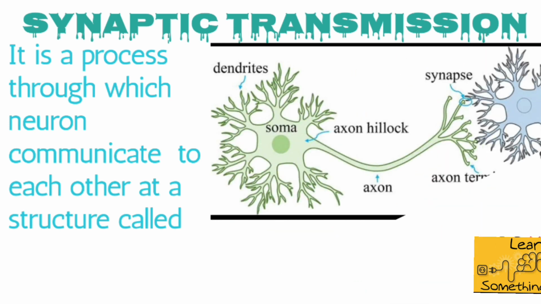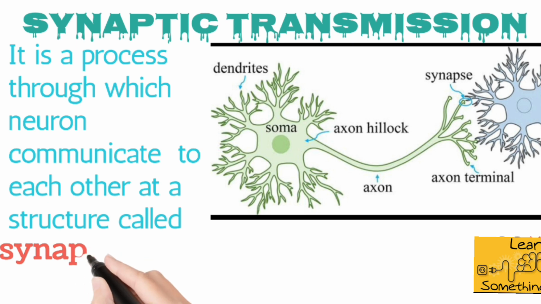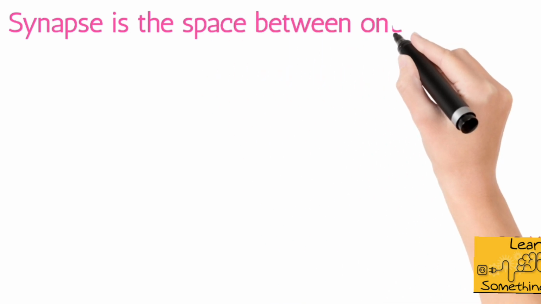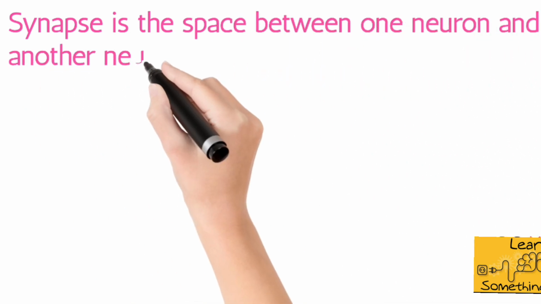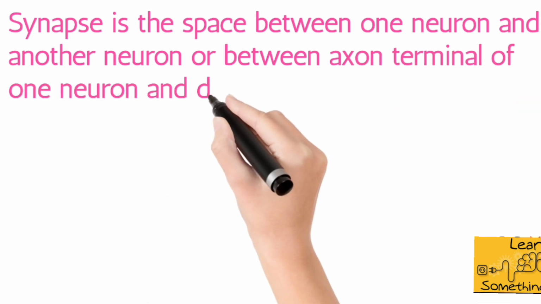As you can see in the image, the synapse is the interconnection of axon terminals and dendrites. So by observing the image, we can say that the synapse is the space between one neuron and another neuron, or between the axon terminal of one neuron and the dendrite of another neuron.